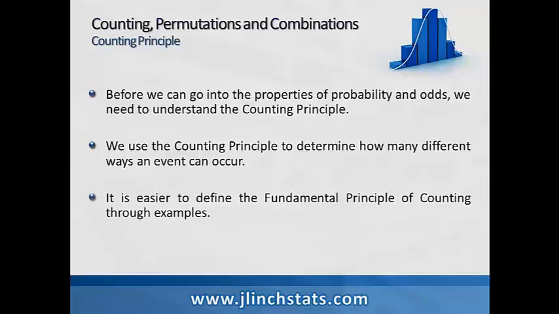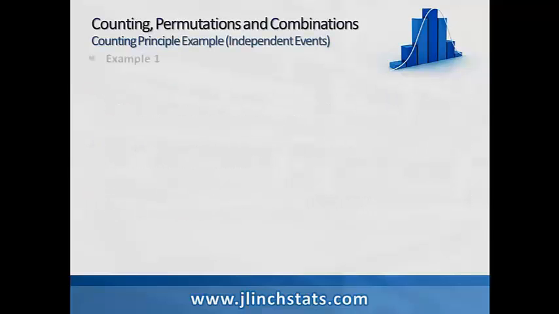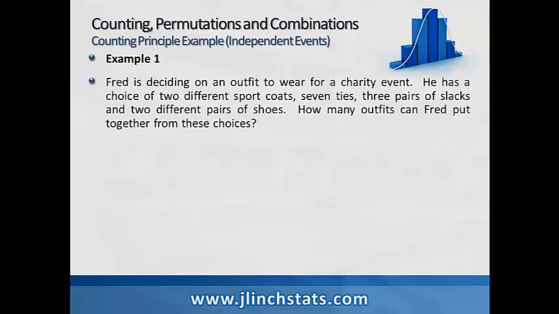It's easier to define the fundamental principle of counting through examples. So I'd like to take a look at some examples here to define the counting principle, and let's begin with example 1. Now in example 1, it says Fred is deciding on an outfit to wear for a charity event. He has a choice of 2 different sports coats, 7 ties, 3 pairs of slacks, and 2 different pairs of shoes. How many outfits can Fred put together from these choices?